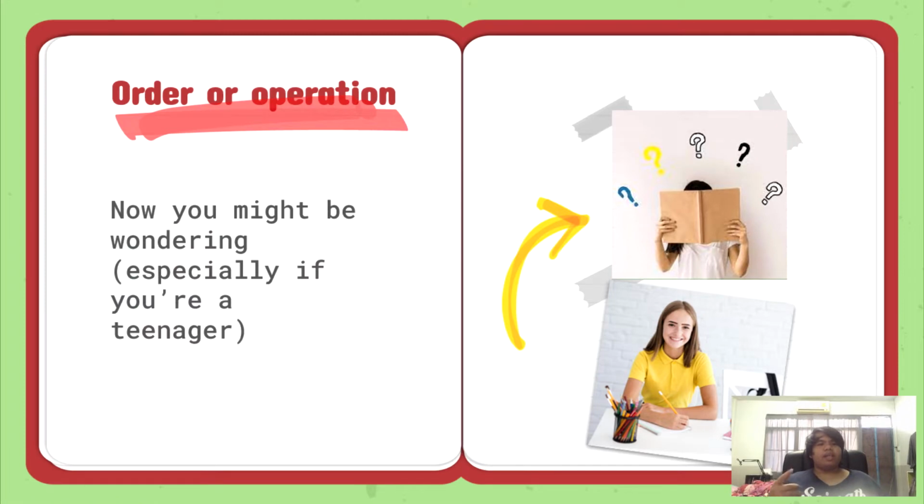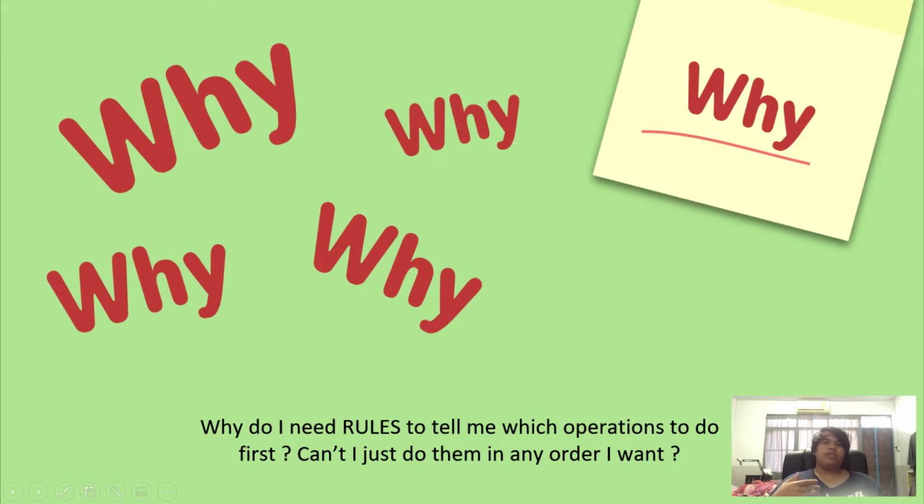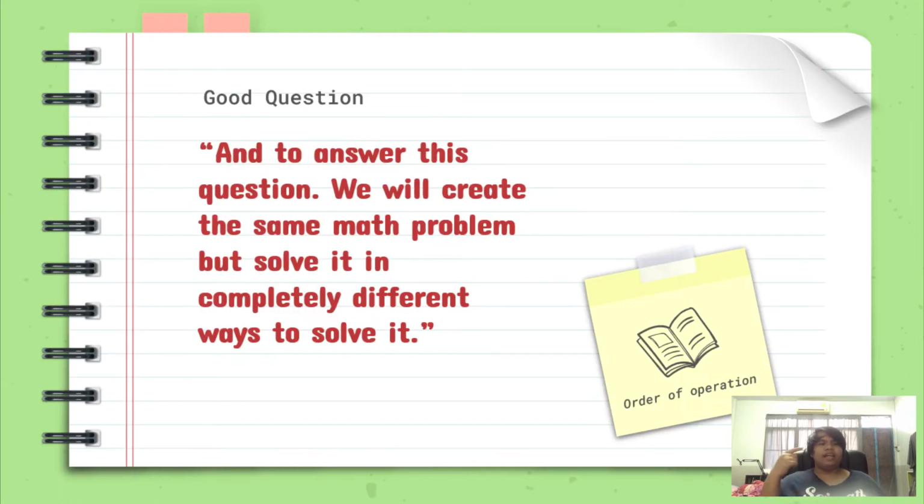Now you might be wondering, especially if you're a teenager, why do I need a rule to tell me which operation to do first? Can't I just do them in any order I want? Which is a really good question. And to answer the question, we will create the same math problem but solve it in a completely different way.